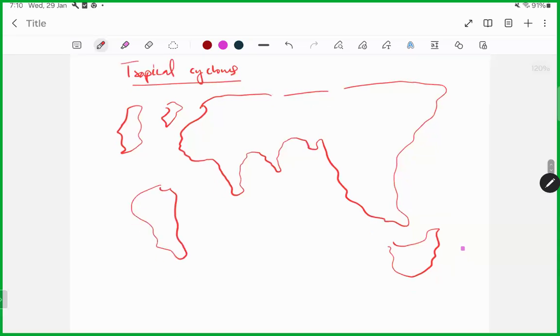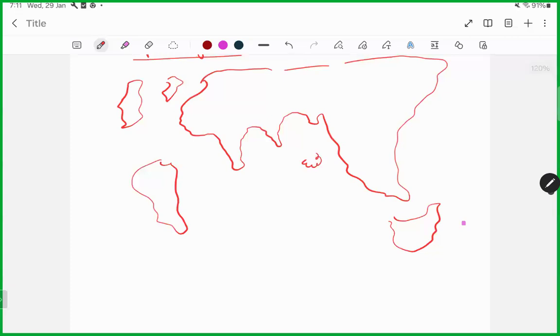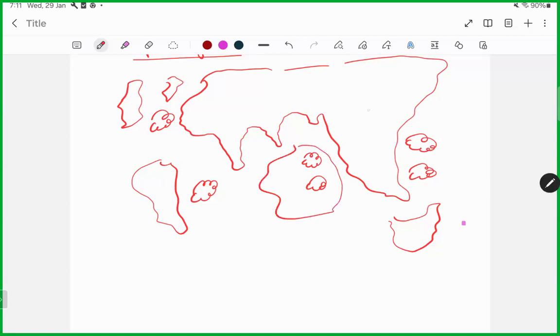So here in the Bay of Bengal or in the Indian Ocean there is a cyclone. Then in the South China Sea there is a cyclone. Then in South America there is a cyclone, and in North America there is a cyclone. So all over the ocean around the landmass there is a cyclone. As we all know, cyclone occurs only in the ocean. It doesn't occur on the land.